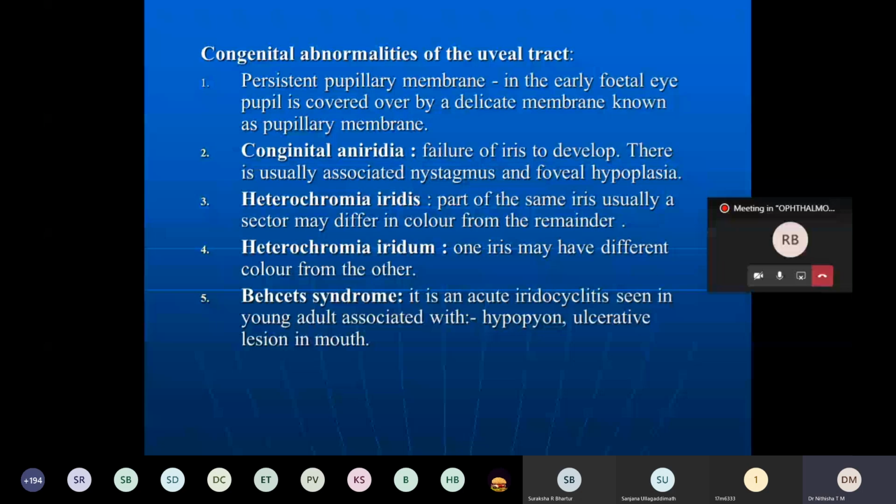Third is heterochromia iridis. Heterochromia means different. Do you know what heterochromia is? In the same eye, the sectors of the iris can be different colors, superiorly or inferiorly. Heterochromia iridium is when one iris has a different color from the other iris. Behçet syndrome is acute iridocyclitis associated with hypopyon and ulcerative lesions in the mouth.